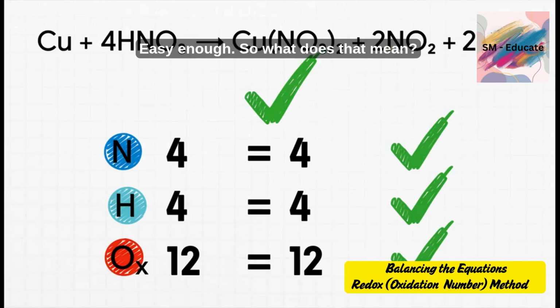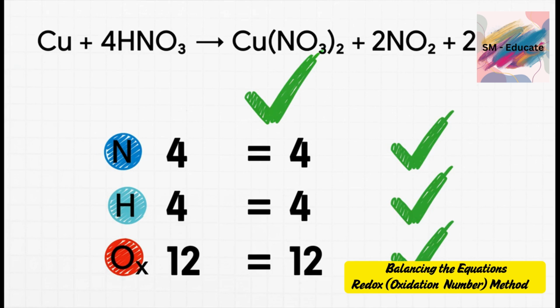Easy enough. So what does that mean? It means we just need to multiply the nitrogen part by 2, which gives us 2 NO2 molecules. And that means we only need 1 copper atom. Now we just balance the rest by inspection. We've got 2 nitrogens in the copper nitrate, plus the 2 in nitrogen dioxide. That's 4 on the right, so we need 4 nitric acids on the left. That gives us 4 hydrogens, which means 2 waters on the right. And boom, balanced. See how the method just works?